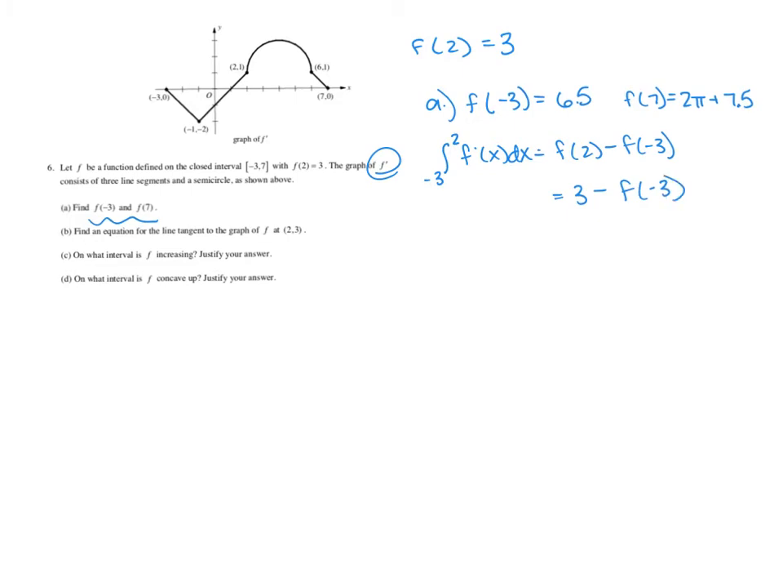Now this side, to evaluate the integral from negative 3 to 2, I'm looking for this triangle plus this triangle. So that first triangle here from negative 3 to 1, it's just a triangle, 1/2 base times height, which is going to give us an area of negative 4. And then this little guy, 1/2 base times height, is 1/2. So I have negative 3.5 equals 3 minus f of negative 3. Negative 6.5 is negative f of negative 3, so that's how we get a positive 6.5.